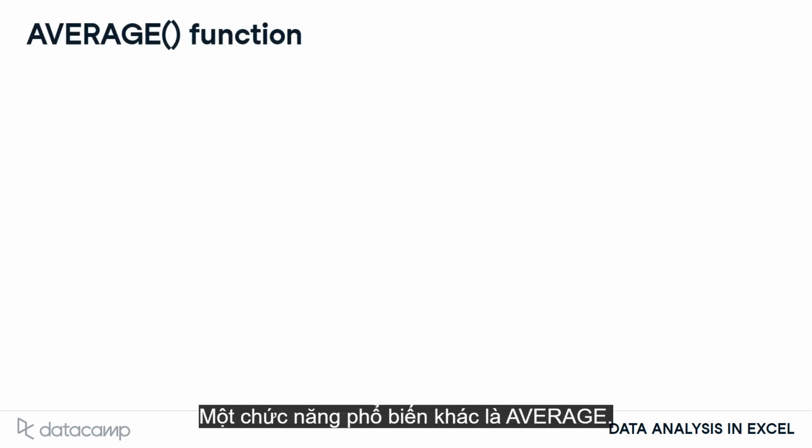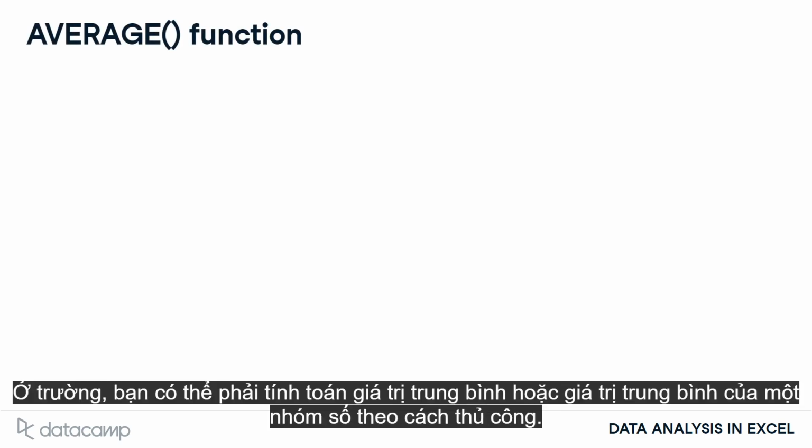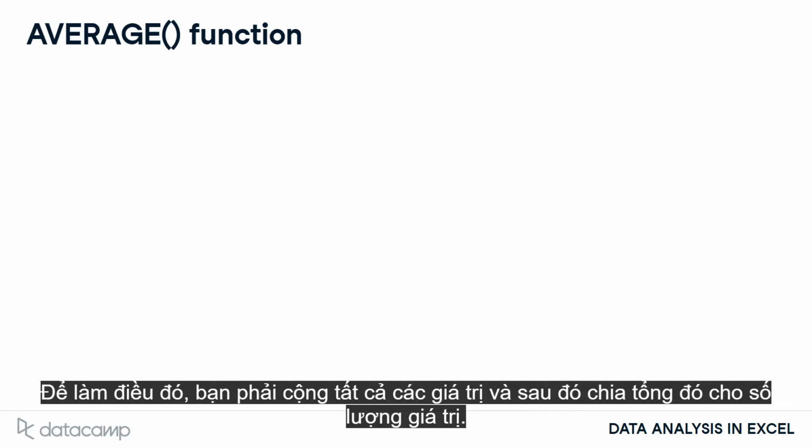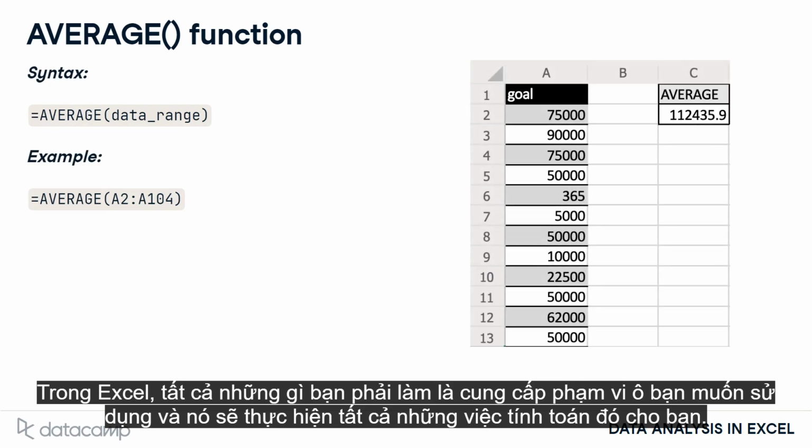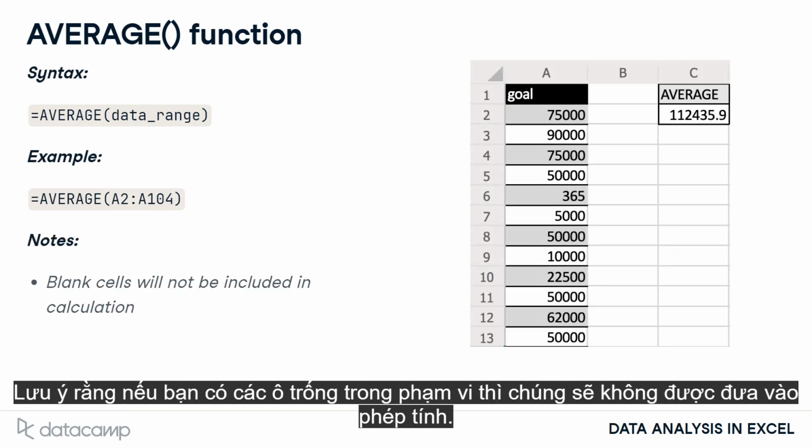Another common function is average. In school, you may have had to manually calculate the average or mean of a group of numbers. To do that, you had to add up all the values and then divide that sum by the count of values. In Excel, all you have to do is provide the range of cells you want to use, and it does all the calculating for you. Note that if you have blank cells in the range, they will not be included in the calculation.